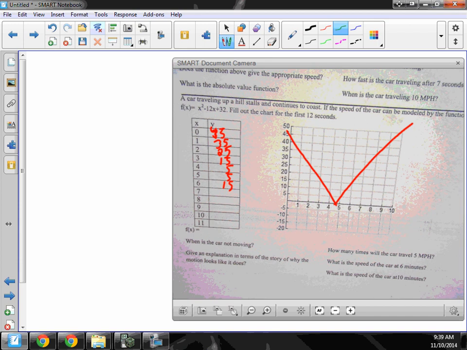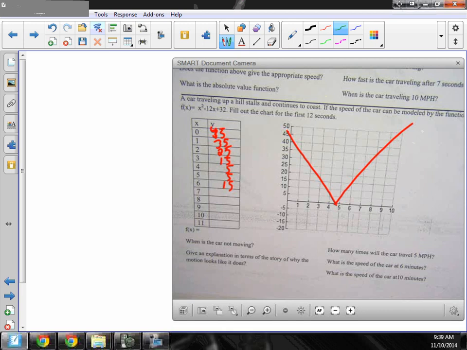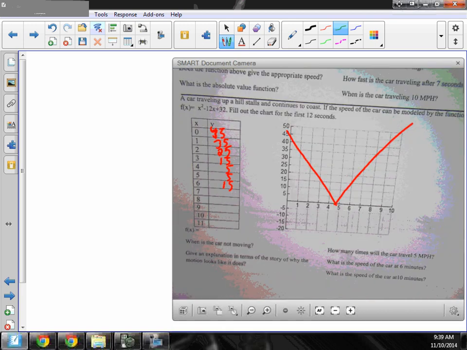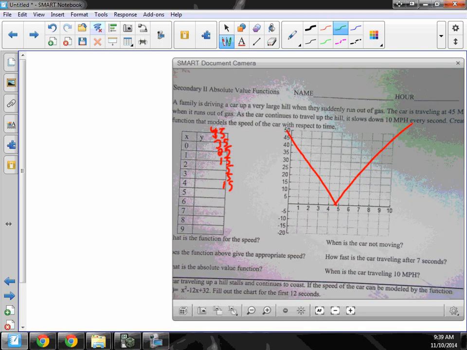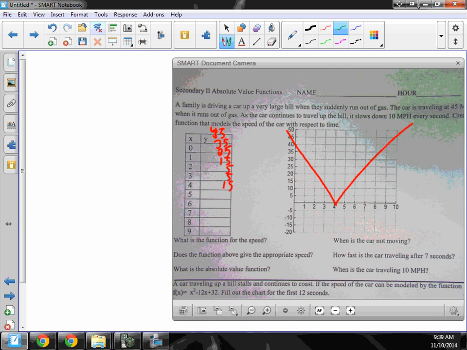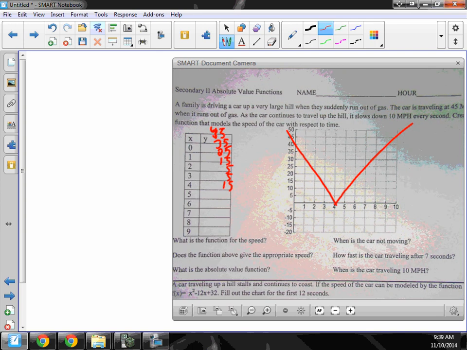How many times will the car travel 5 miles an hour? Twice. What is the speed of the car at 6 seconds? Well, that should say seconds. Oh, I'm on the wrong part. Sorry. Okay. I was totally on the wrong part. What is the function for the speed? So, negative 10x plus 45.